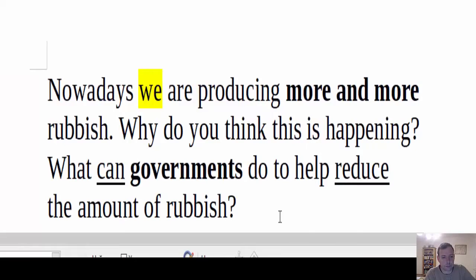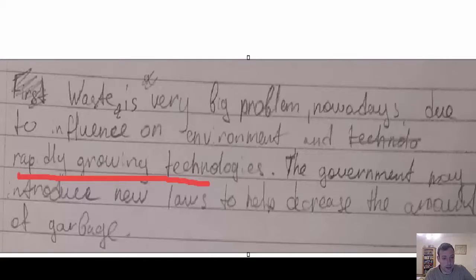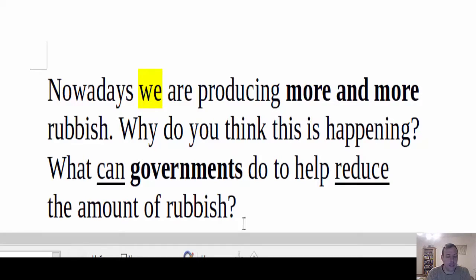Okay, so what are the two questions again? Why do you think this is happening? Do they introduce the idea of why it is happening? Due to, yeah, so that's a positive. Waste is a very big problem due to the influence. But again, it's not we're producing more and more waste due to these factors. So they have introduced the idea of the reasons, but unfortunately the reasons are for something that's a little bit different. It's similar, but a little bit different.